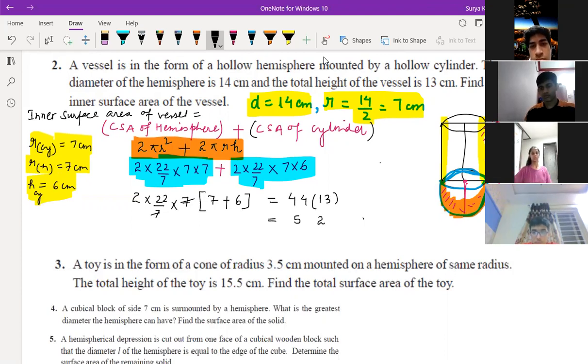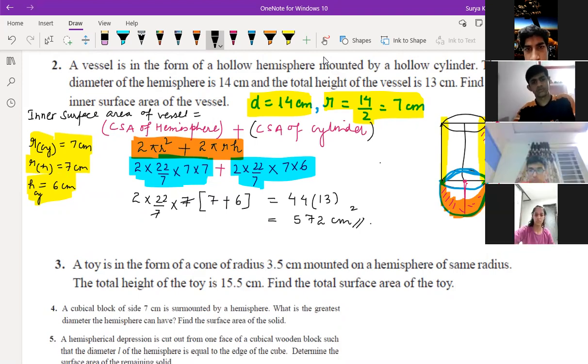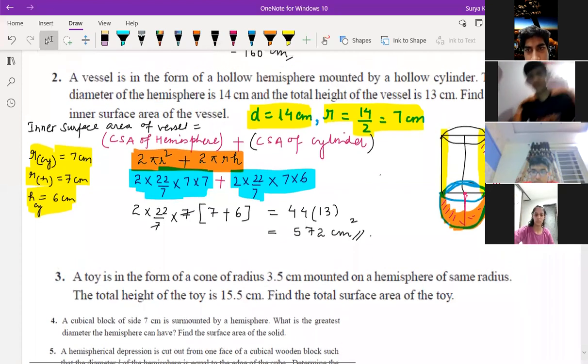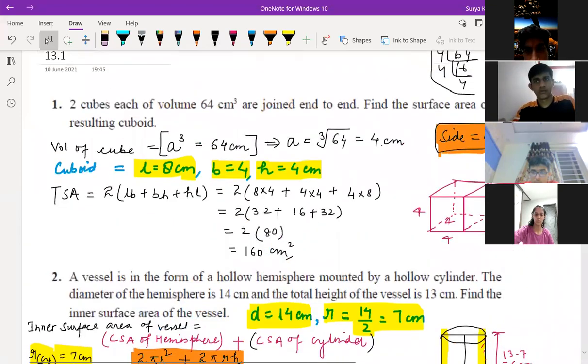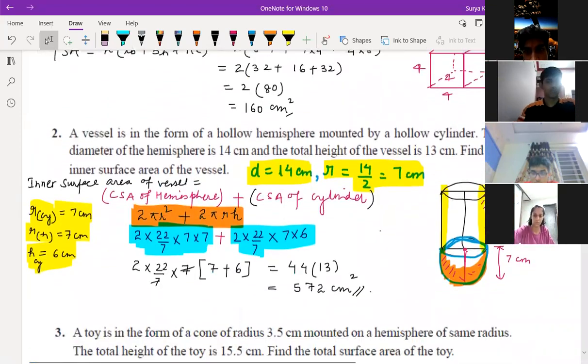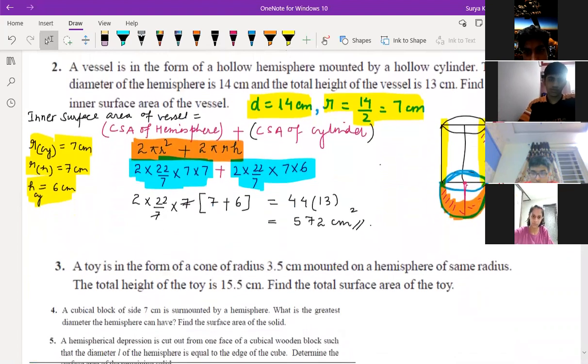52.57 what? Centimeter square. Check the answer, children. Are we getting the same answer or not? Yes, sir, I got 571.48 centimeter square. What are you using for the pi value? 3.14. Yes, sir. That's right. And you are using a calculator, I think. Correct? No, sir.